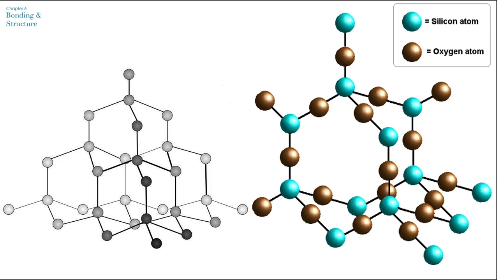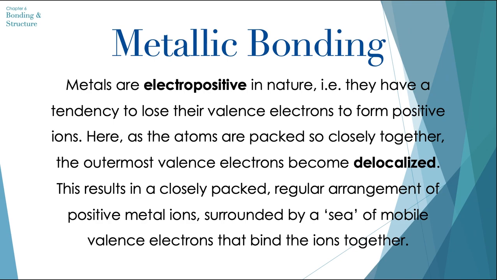So now we're going to move ahead onto understanding metallic bonding. Metals are electropositive in nature. That is, they have a tendency to lose their valence electrons to form positive ions. Basically, metals usually do not gain electrons, they lose their valence electrons. And when they lose their valence electrons, they form positive ions. So, that's what we mean when we say that metals are electropositive.